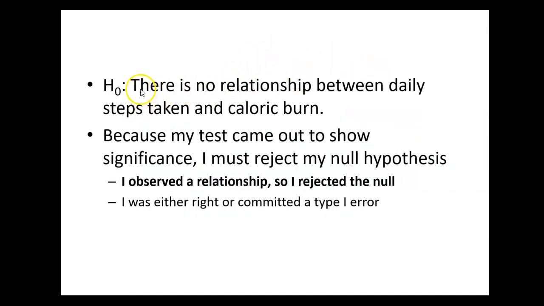So again, our null hypothesis is that there is no relationship between daily steps taken and caloric burn. But because my test came out to show significance, I need to reject my null hypothesis. I observed a relationship, so I rejected the null. In this case, I was either right or I committed a type 1 error.